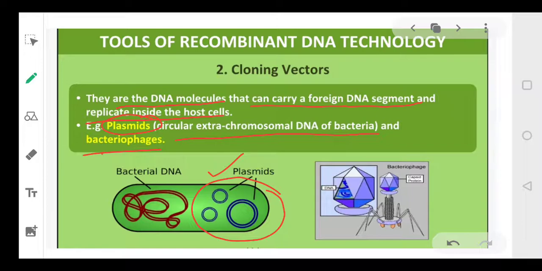Now bacteriophages means the viruses which infect bacteria. The viruses that infect bacteria also contain DNA. You can see here they also contain DNA, and they are covered with a capsid protein. So both these two, the plasmids and the bacteriophages, are our cloning vectors.